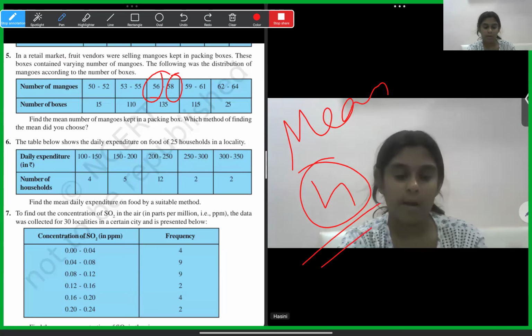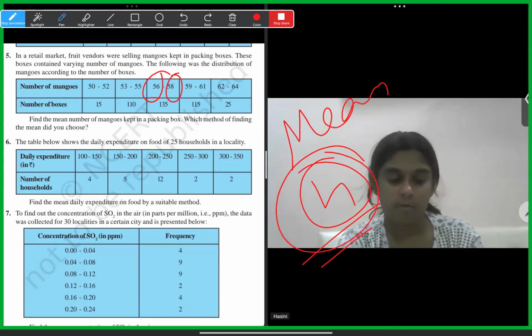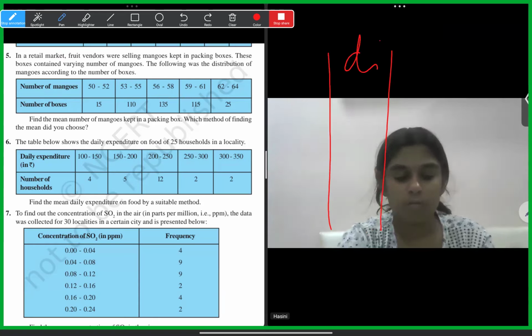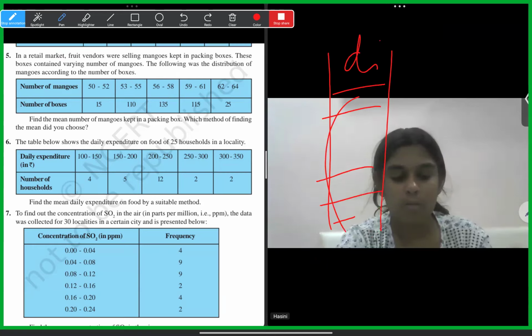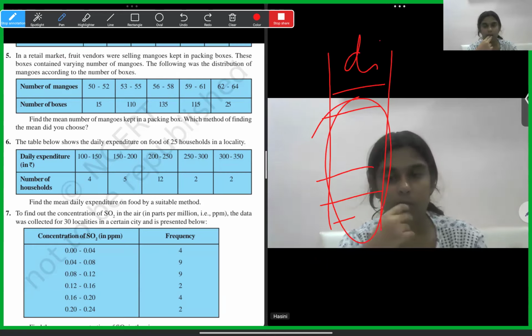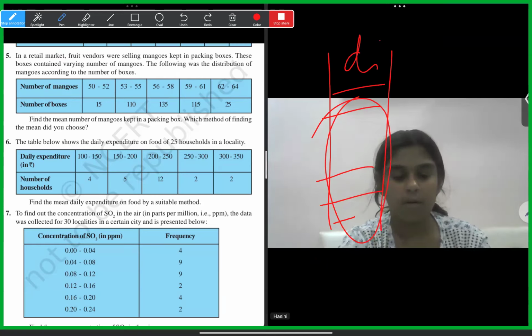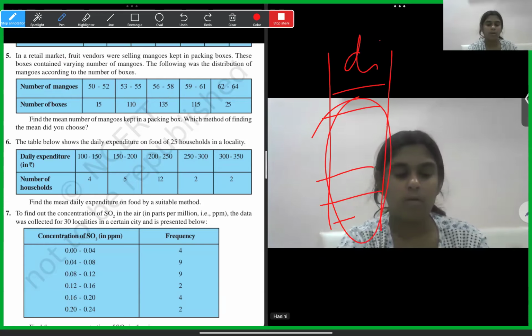But we'll select the h value in such a way that most of the di column values are divisible by that number. Because you're dividing the di column values by h, no? That's why. Okay, Hasni?